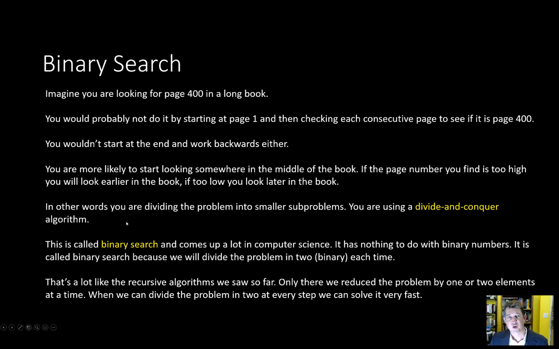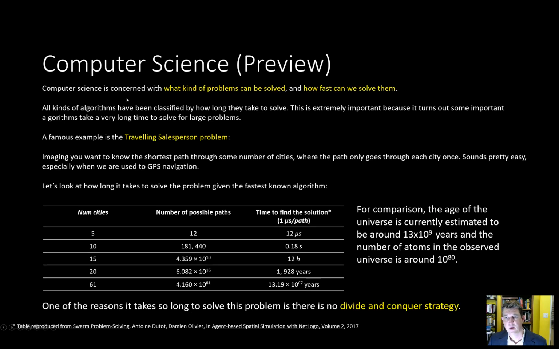In the palindrome, we chopped off the end characters and then solved the smaller problem of palindrome on the shorter string. With binary search, we're actually going to divide the problem in half every time. And that means we can solve the problem, because we're dividing the problem in half each time, very, very fast.